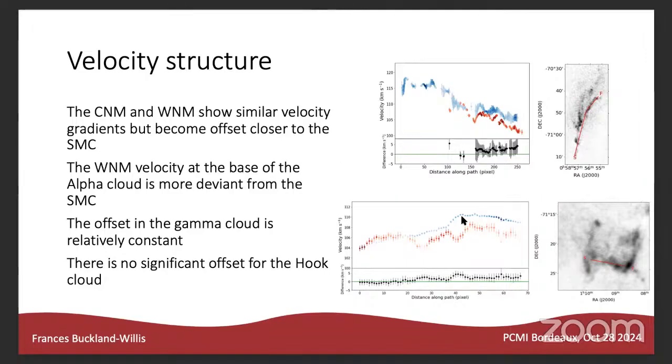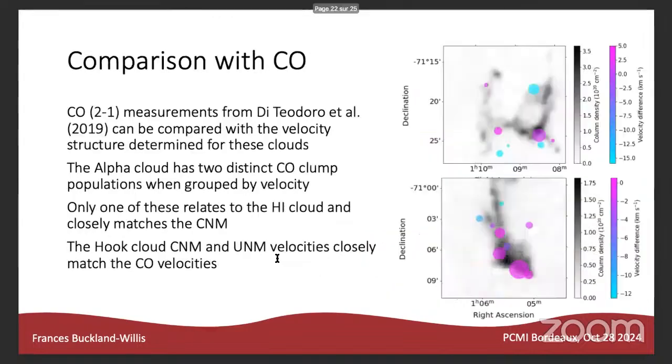And we see this most extremely at the base of the alpha cloud, where we get towards this high density component towards the galaxy. So this is where we see an offset of about 3 to 5 kilometers per second between the phases above the uncertainty level. But for the gamma cloud, the uncertainties are larger, and I didn't detail here how we got the uncertainties, but feel free to ask later. And so we don't really have a conclusive offset here, but at some points it seems to be at about the same 3 to 5 kilometers per second. But for the Hook cloud, we don't see any offset between the phases.